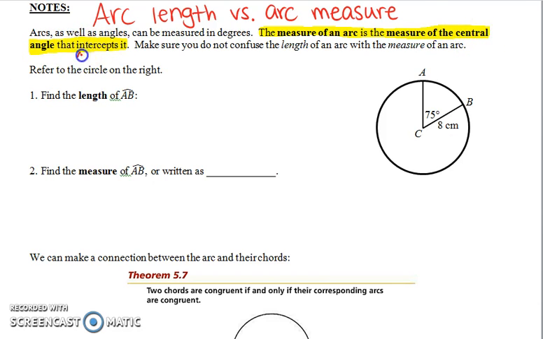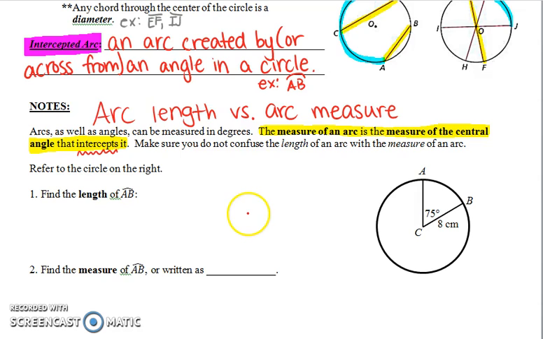The measure of an arc is the measure of the central angle that intercepts it. And this word intercepts, remember, relates to that definition we had earlier above where I defined intercepted arc for you. So remember, that's the arc that's created by or across from any angle in a circle.